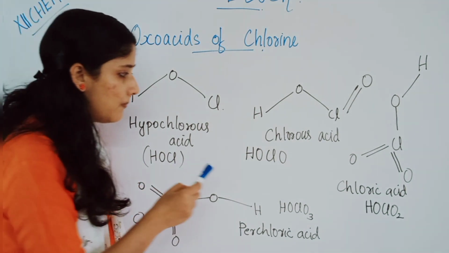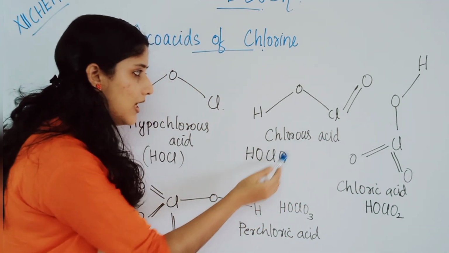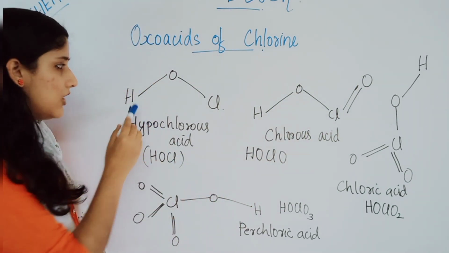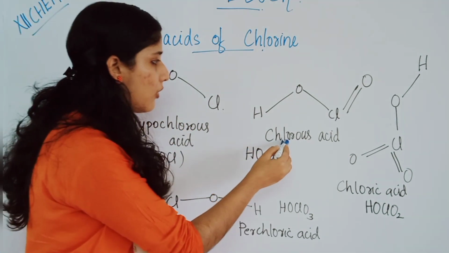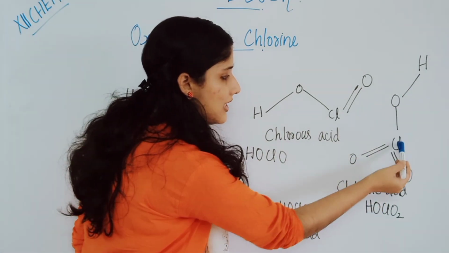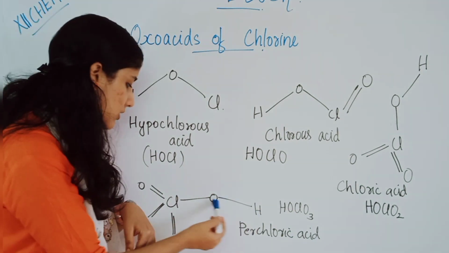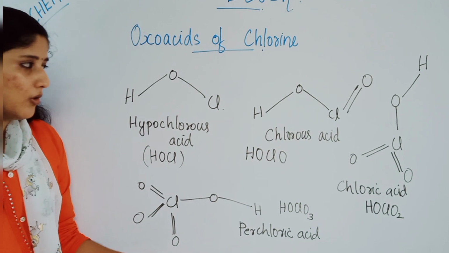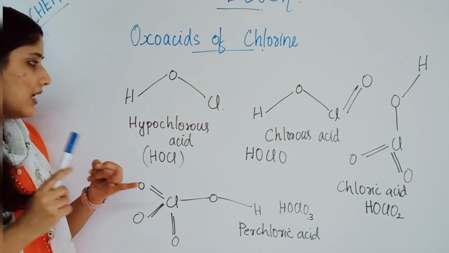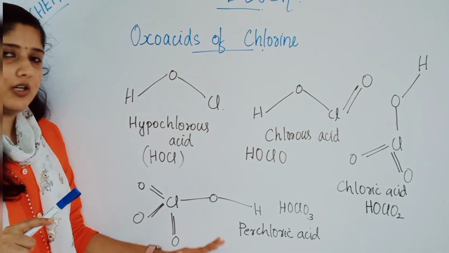Cl double bond O is there. Chloric acid has two Cl double bond O and chlorous acid has what? One double bond O, and the O-H, H-O-Cl bond is there for every acid. HOCl for hypochlorous acid. Chlorous acid also has HOCl, with one double bond. Chloric acid has HOCl, and two double bonds are also present, and for perchloric acid HOCl is there and three double bonds are also there. Study the structures like this. Hypochlorous acid, chlorous acid, chloric acid, and also perchloric acid structures are given. You should study this.